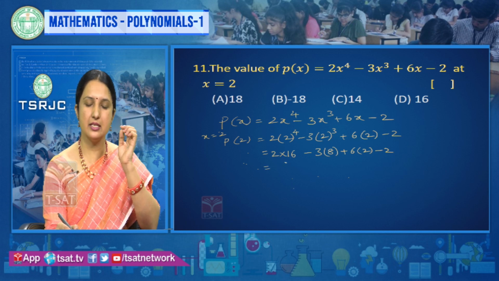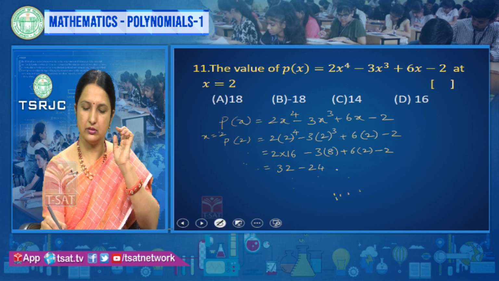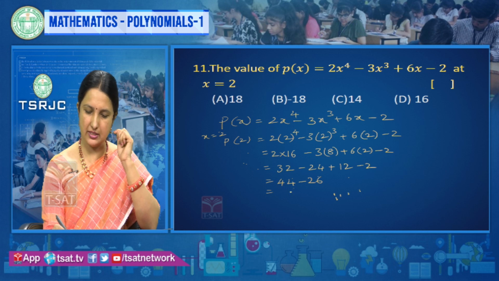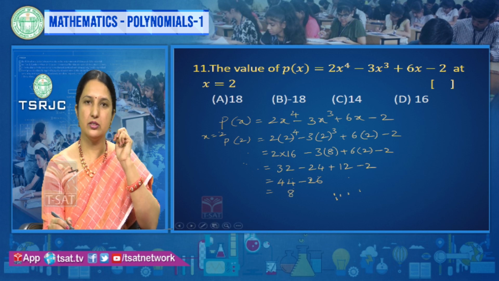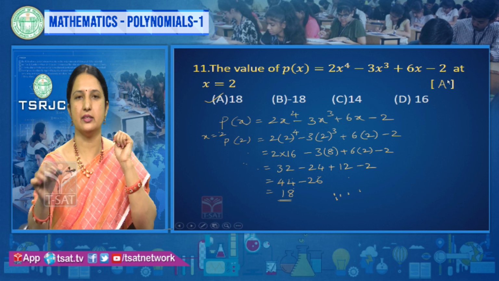So, 2 16s are 32, minus 8 3s 24, plus 6 2s 12, minus 2. You add all positive terms. First 32 plus 12, how much? 44. Minus 24 minus 2, how much? Minus 26. 44 minus 26 is how much? 14 minus 6 is 8. 3 minus 2 is 1. So 18 is the correct answer. Where is it given? Option A. So option A is the correct one.